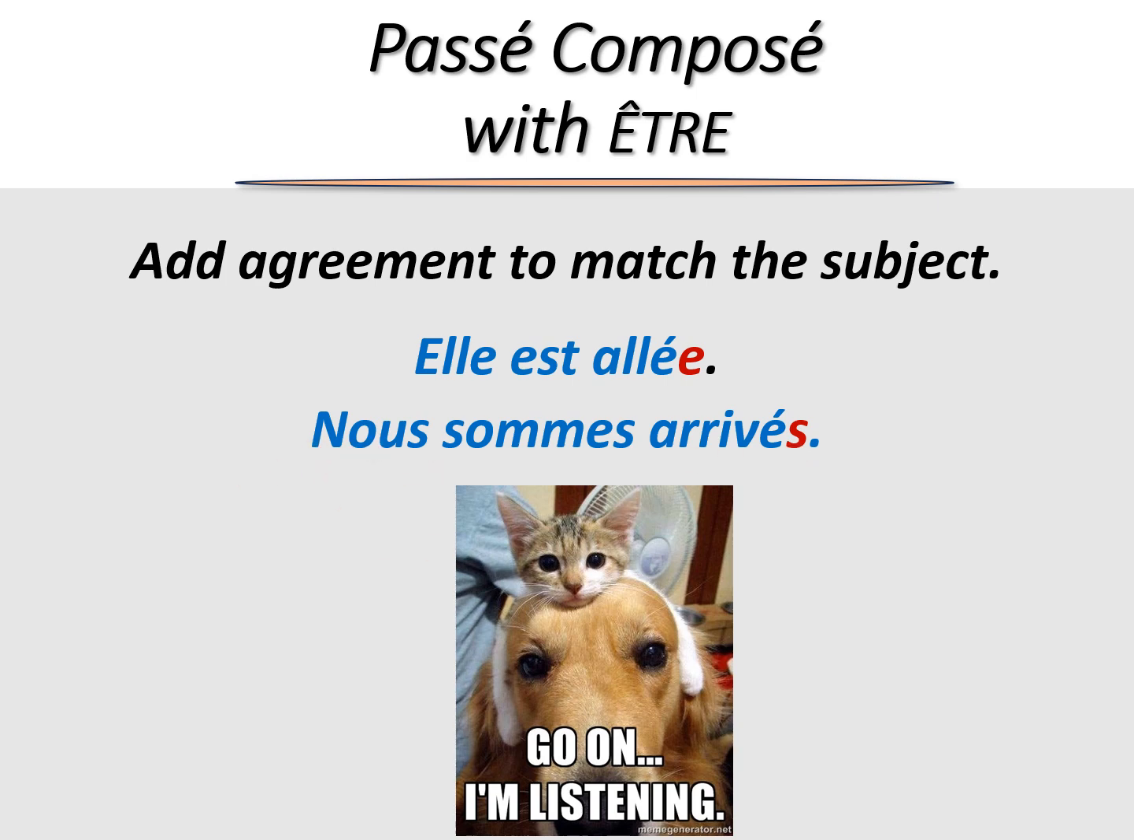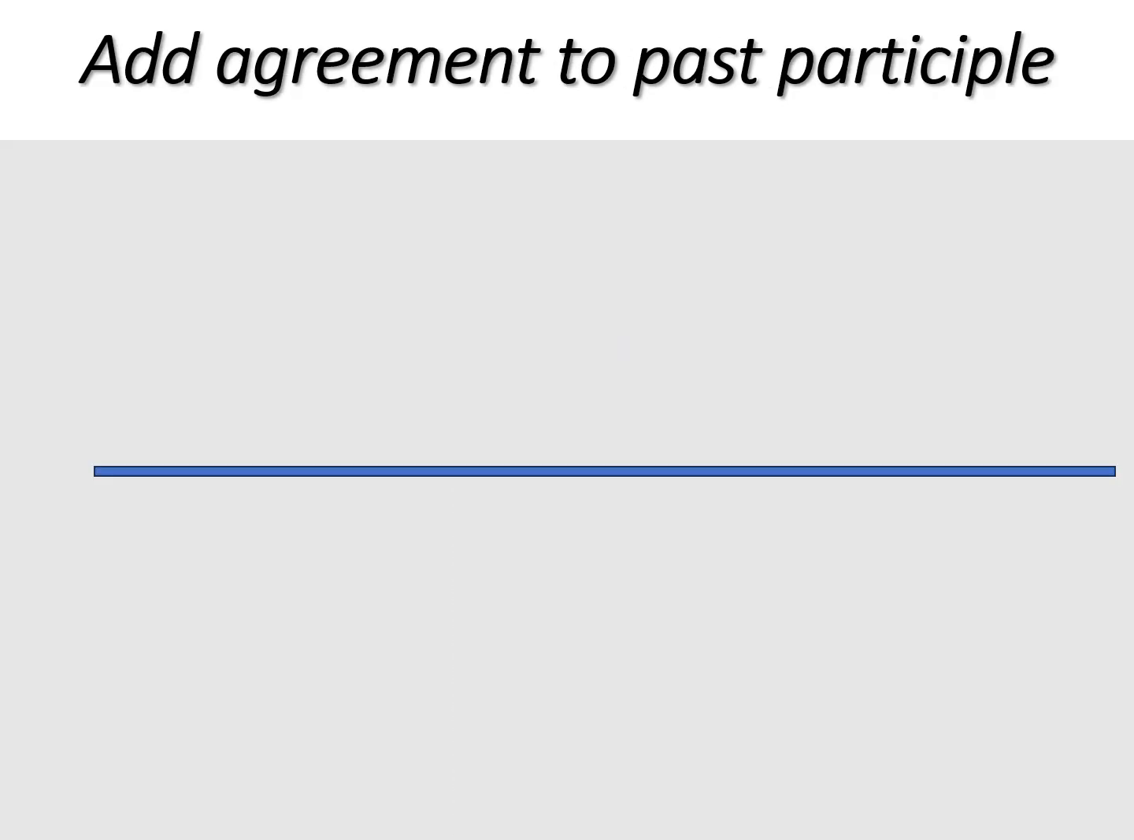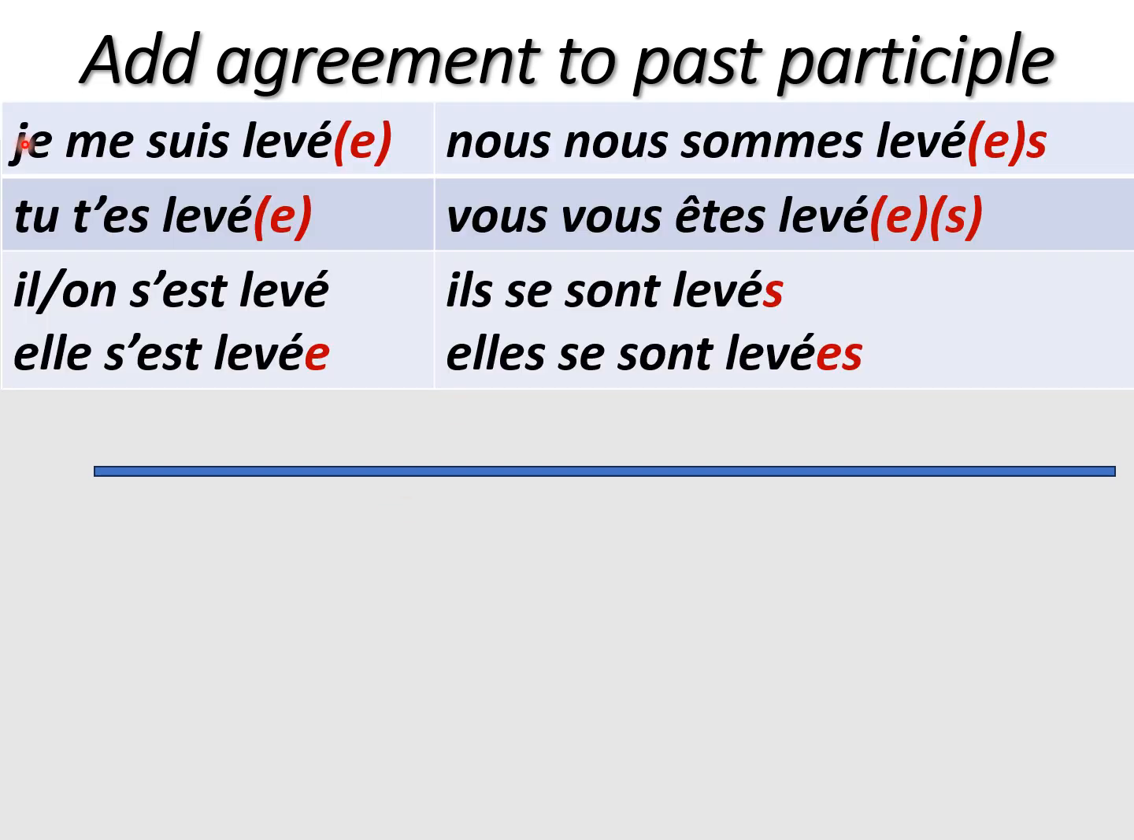So the same thing applies for the pronominal verbs. We're going to add agreement to the past participle. So what does that look like? Here we go. Je me suis levé. So je could be masculine or feminine. If it's feminine, you add the extra e. Same with tu. Elle, of course, always has the extra e. Nous always has the s, but if it's a group of women, it may have an e as well. Vous, ils se sont levés. Elles se sont levées.